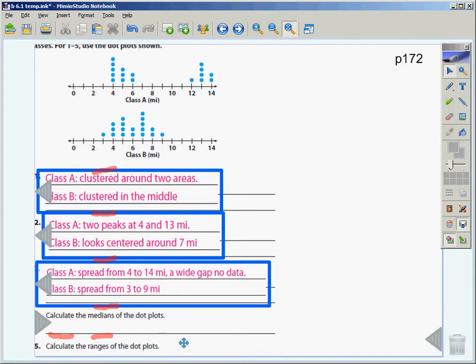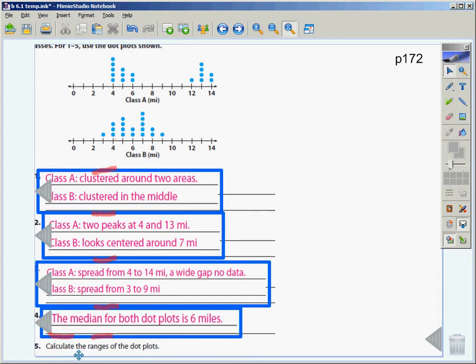How would I calculate the medians? Outside to inside. And guess what you'd find out? That the median for both of them was at what? Actually was at 6. I get that. The median for both of them ended up being at 6.